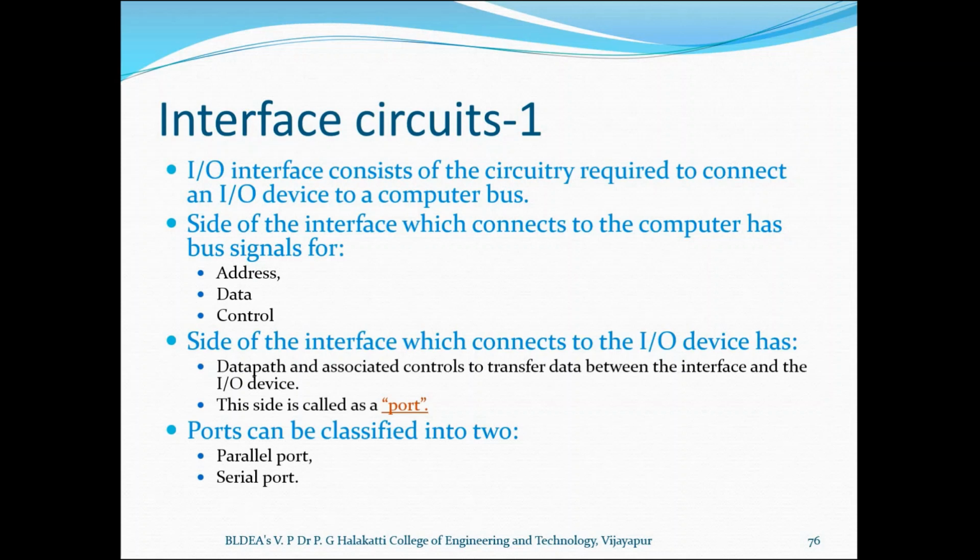On one side of the interface, we have the bus signals for addresses, data, and control. And on another side of the interface, it has a data path with its associated controls to transfer data between the interface and the input-output devices. Now this side is called a port, which can be classified as a parallel port or serial port.